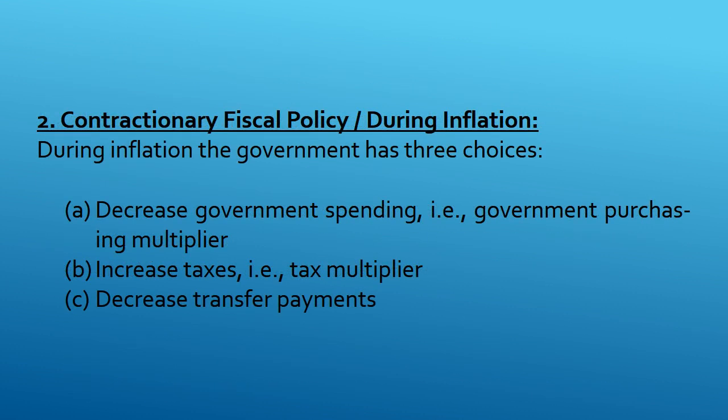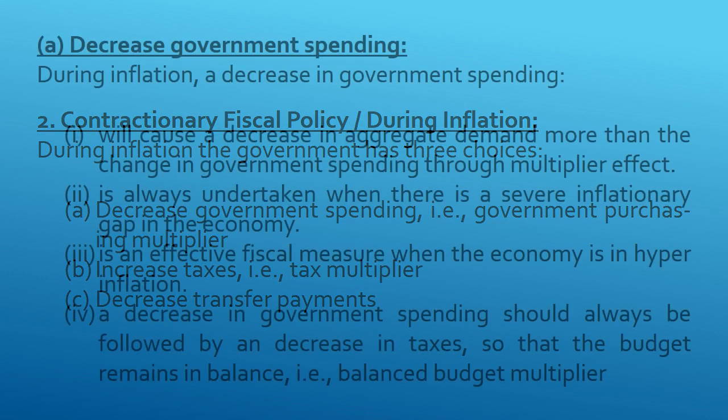2. Contractionary fiscal policy, or during inflation. During inflation the government has three choices. A. Decrease government spending, that is, government purchasing multiplier. B. Increase taxes, that is, tax multiplier. C. Decrease transfer payments.